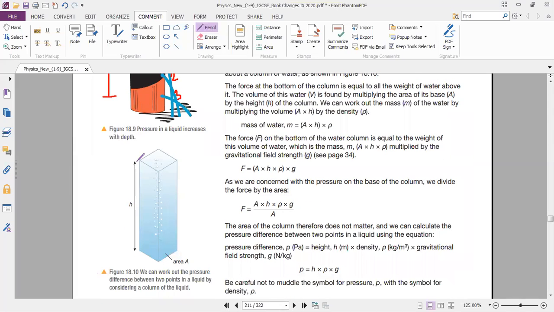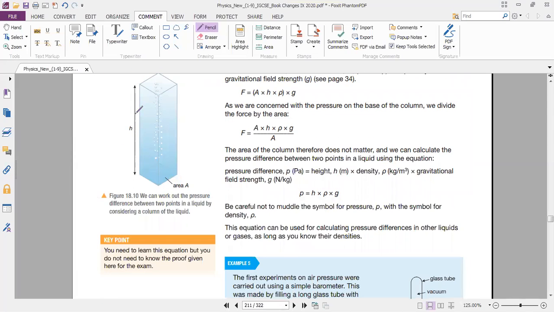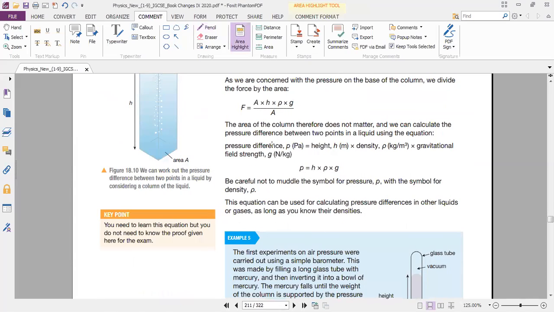Okay. So we got an important equation here. The pressure difference depends on height, density, and gravitational field strength. So mark it. Pressure difference equals height multiplied by density multiplied by gravitational field strength. The greater the height, the greater the pressure.